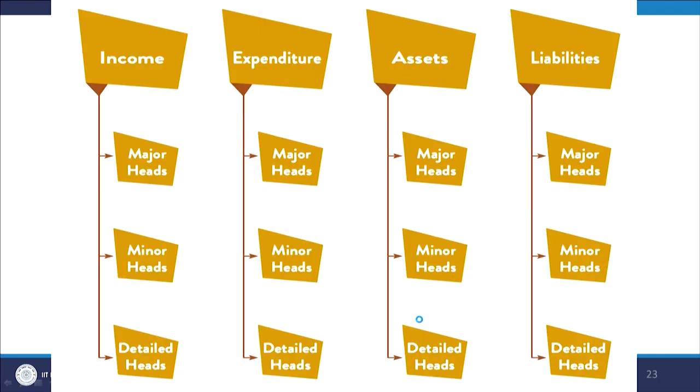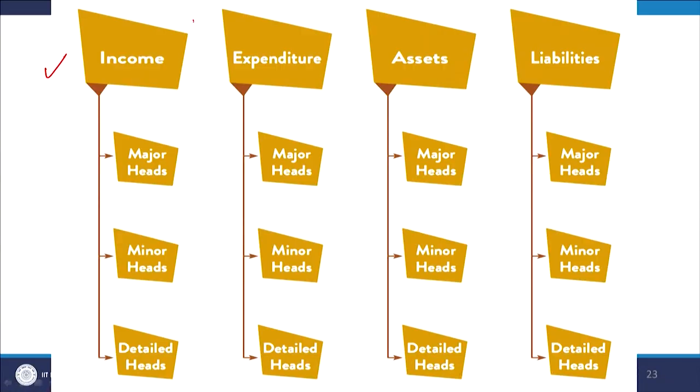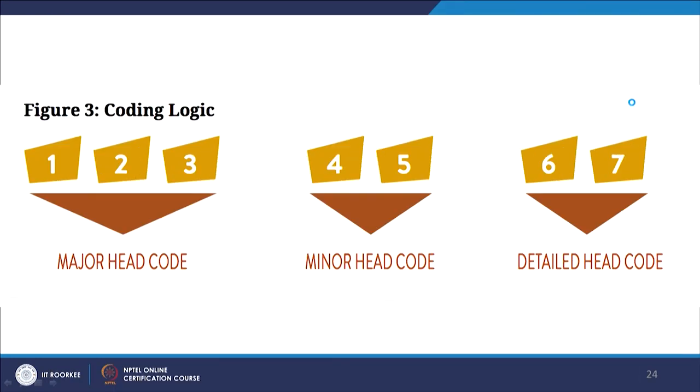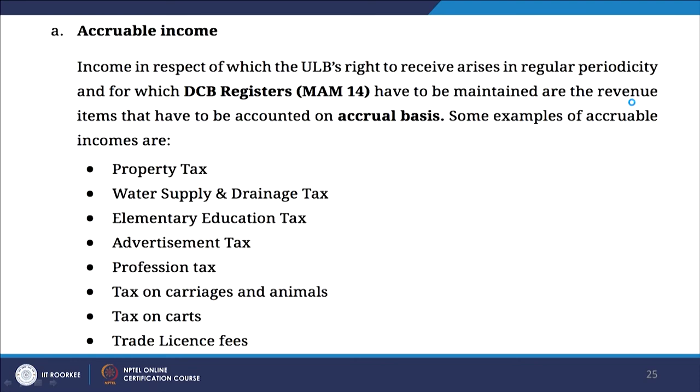So this is in short the provisions of the national municipal accounting manual. In this manual it is mentioned that all the entries will be in terms of income, expenditure, assets and liabilities, and for every entry there will be a major head, minor head and detail heads. These are the major structure of the accounting manual, which all the municipalities are subject to follow. These are the coding logic, I am not going into these details, you can go through the manual and understand.